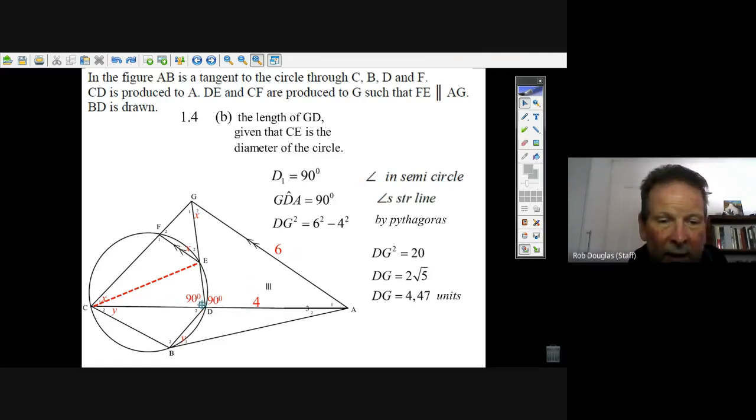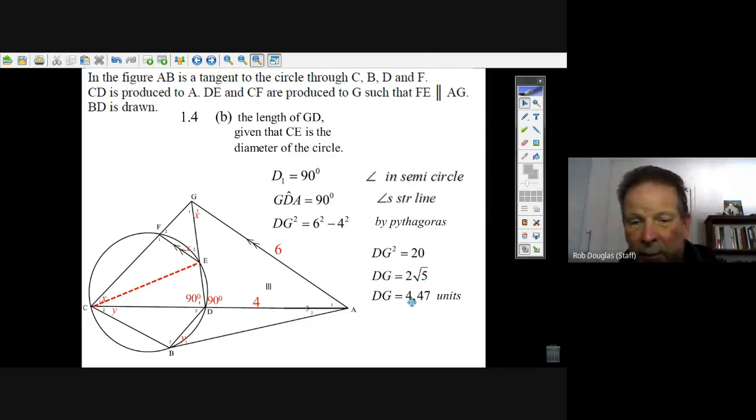And then I saw this straight line. If D1 was 90 degrees, angle GDA would be 90 degrees because angles in a straight line have to add up to 180. Well, if that's a 90-degree triangle, I can use Pythagoras. And if I'm looking for a short side, it's the hypotenuse squared minus the other short side squared. That's how you'd use Pythagoras. And so DG squared equals 6 squared minus 4 squared. Then you just do it. That's 36 minus 16, that's 20. And if I square root both sides, I get the square root of 20, which is 2 root 5.